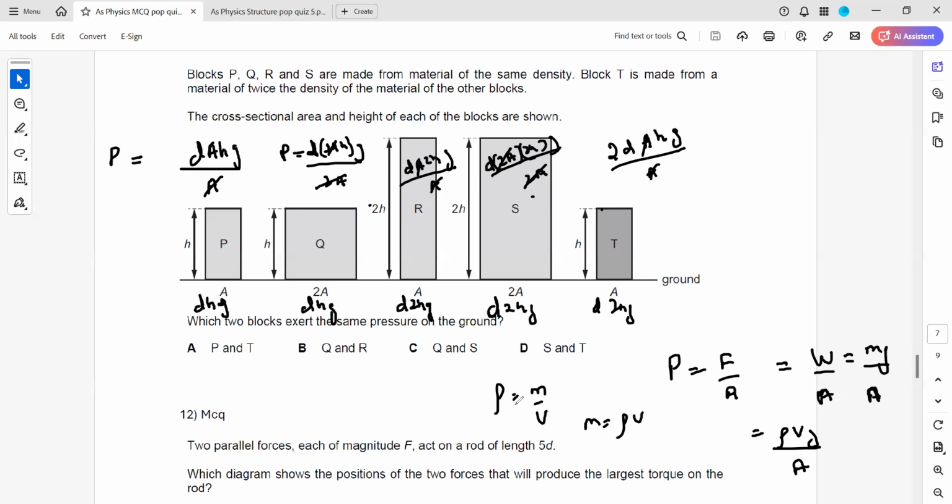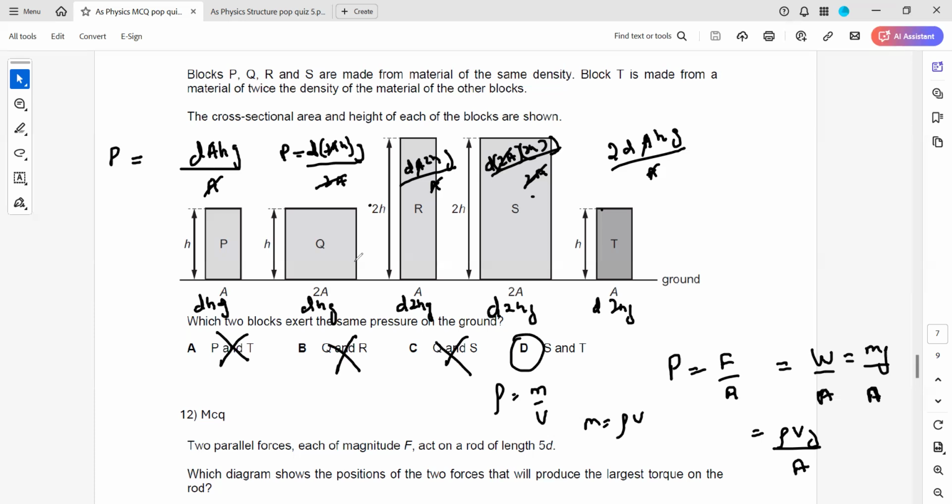Now, when we check the options, P and T, do they exert the same pressure? No, they're exerting different pressure, so this is not correct. Q compared with R, it's a different pressure. When we compare Q and S, again it is a different pressure. But when we compare S with T, it is the same pressure, so D will be the right answer.